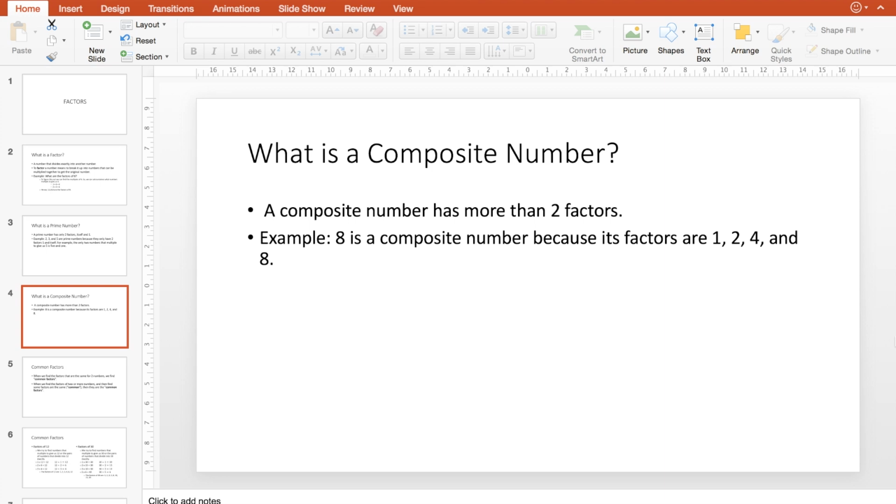Now, what is a composite number? Well, a composite number is the opposite of a prime number. A composite number has more than 2 factors. So for instance, 8. Well, the factors of 8: 1 and 8 are factors, and also 2 times 4 gives us 8, so 2 and 4 are factors of 8. So the factors are 1, 2, 4, and 8. Therefore, it's a composite number, not a prime number.